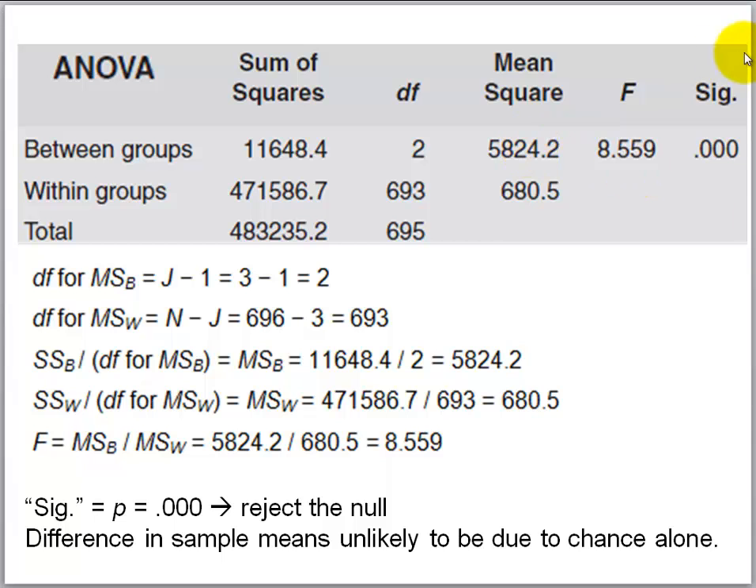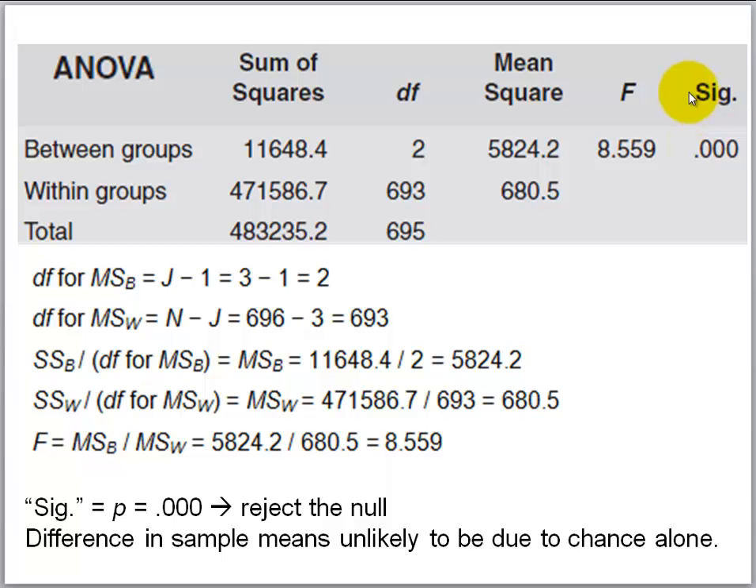So here is the sum of squares within, and we divide this quantity by 693, the degrees of freedom associated with the mean square within, and that yields the mean square within. To calculate F, we divide the mean square between by the mean square within. So 5824 divided by 680.5 yields an F of 8.559.